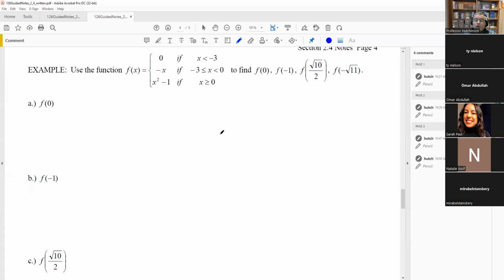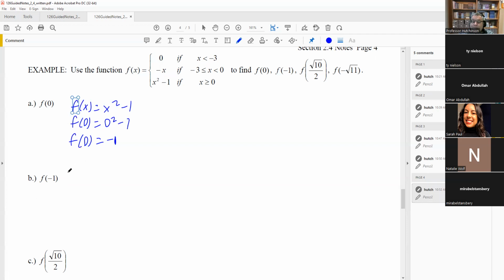To evaluate this, we're still going to do the same thing we did before. We're going to look at the values in the parentheses, and we're going to compare it to see which one it belongs to. The 0 inside would only make the bottom equation correct, because 0 is greater than or equal to 0. So this tells me that I need to use the bottom equation. So I want to use f of x equals x squared minus 1. f of 0 is 0 squared minus 1. f of 0 is equal to -1. Okay, so that's the answer for part A.